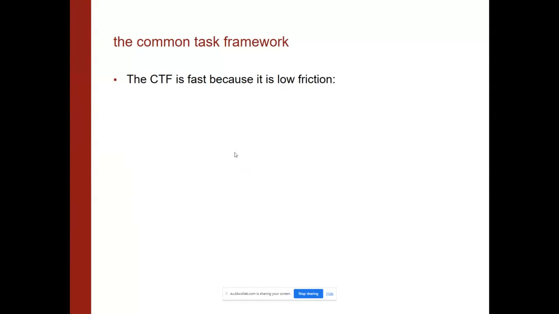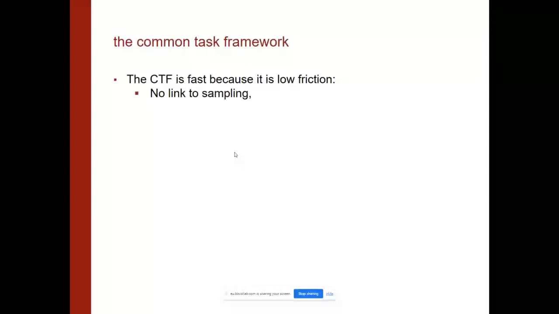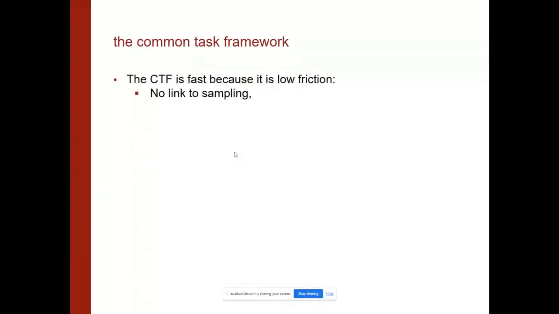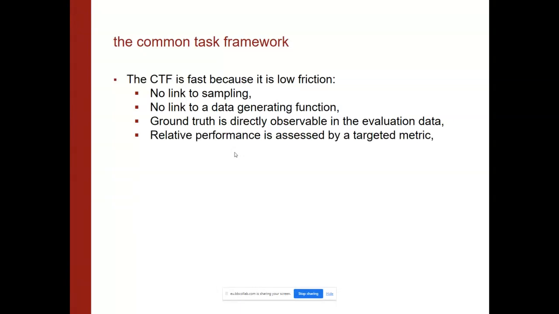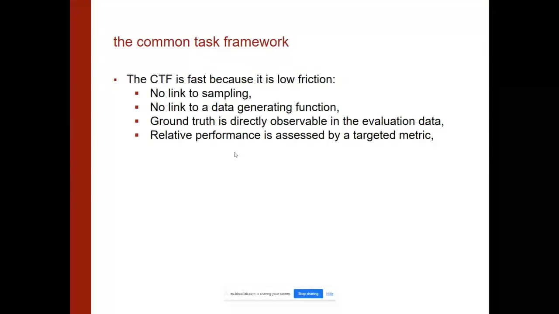It's incredibly fast. Again, machine learning has been innovating incredibly quickly. It's low friction in the common task framework. We don't have to worry about our link to sampling. There's no link to a data generating function. We don't care what the original data generating function is. The ground truth is directly observable. We have the actual observation to compare our prediction to. Relative performance is assessed by a target metric. So again, we don't have to worry about interpreting the algorithms. We just look at the final metric to see which one did better.